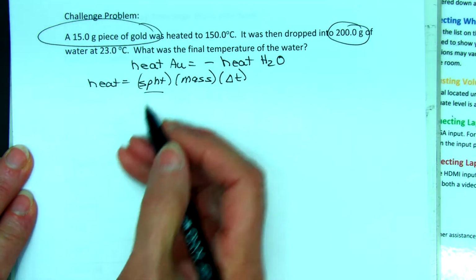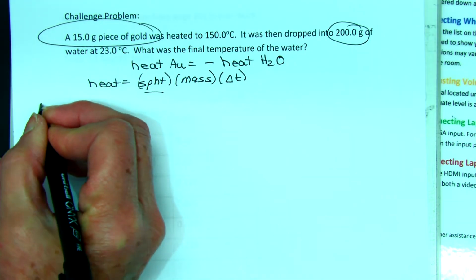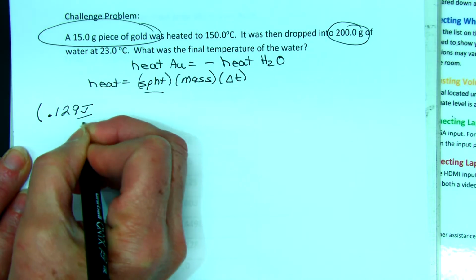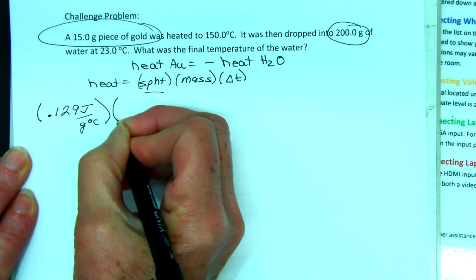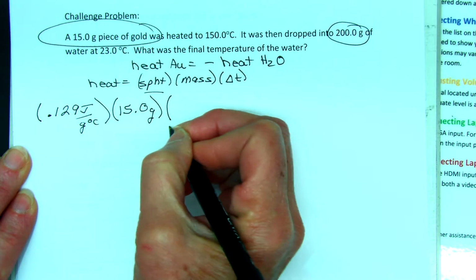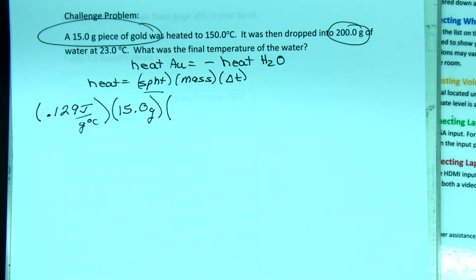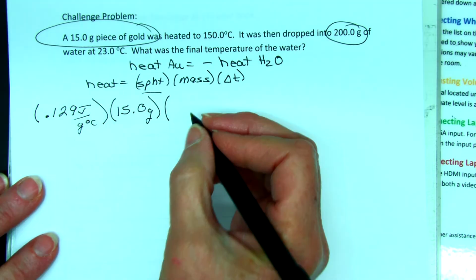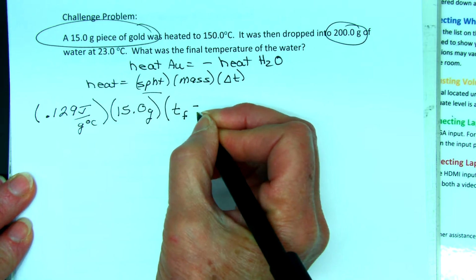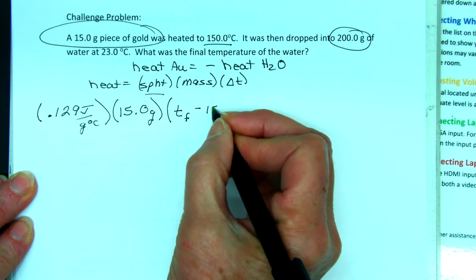So the heat of the gold is equal to the specific heat of gold, 0.129 joules per gram degree C, times the mass of gold, 15 grams, times the temperature change. What is the temperature change for the gold? We don't know, but we know that it's always final minus initial. So we don't know the final, so we'll call it T sub F, minus the initial temperature of the gold, 150.